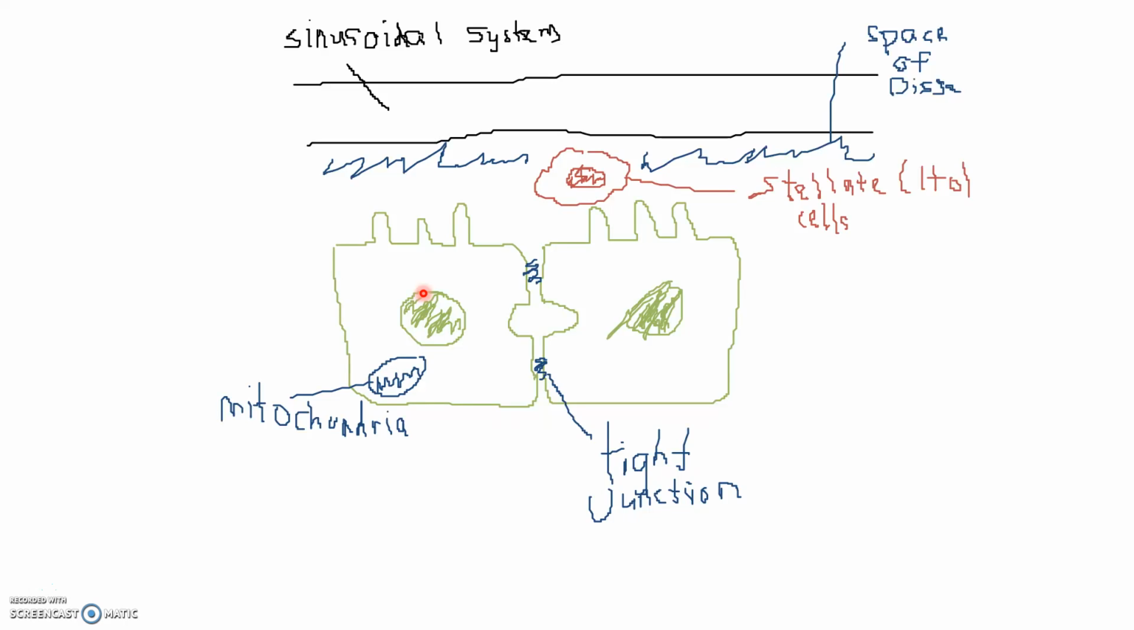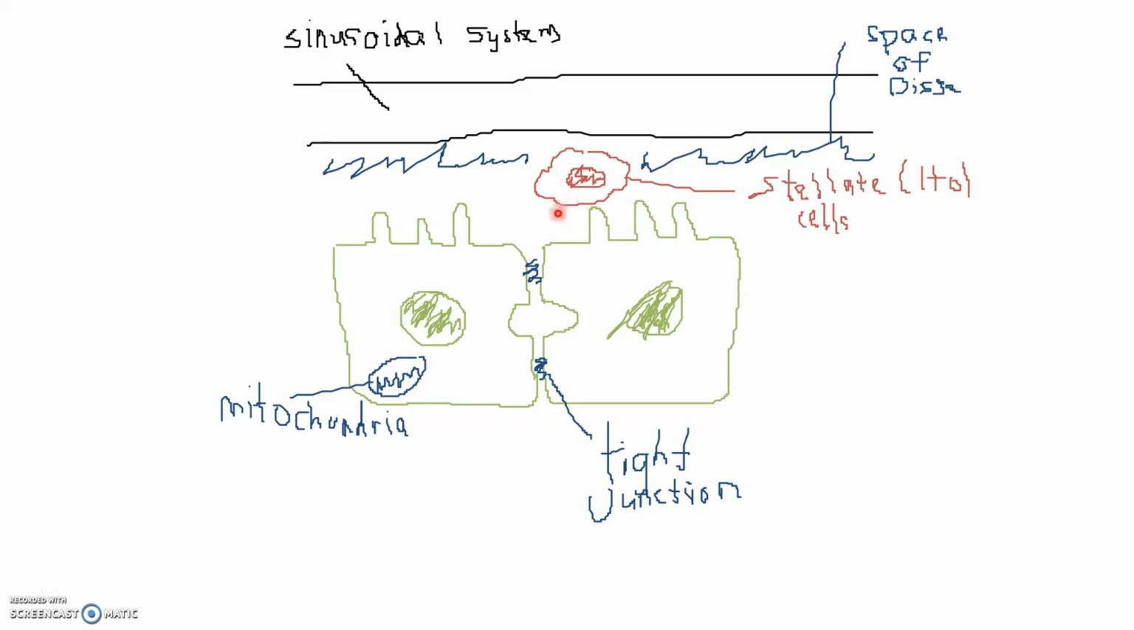I forgot to mention when I was talking about the space of Disse that it also has plasma cells which produce IgA. That's why I said one of the components of the bile is IgA. The IgA is taken up by the hepatocytes and pumped into the biliary canaliculi. Through the bile, the IgA will come into the GIT and protect the GIT from viruses as well as bacteria.